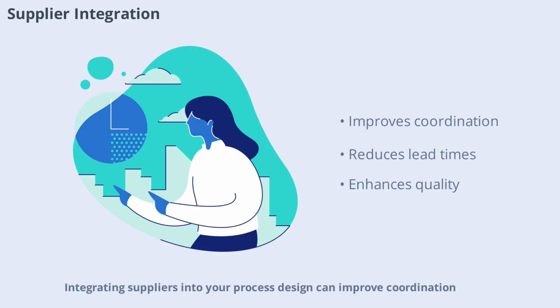Integrating suppliers into your process design can improve coordination, reduce lead times, and enhance quality. Share information, set clear expectations, and collaborate on improvements. Strong supplier relationships support smoother operations and better outcomes for everyone involved.